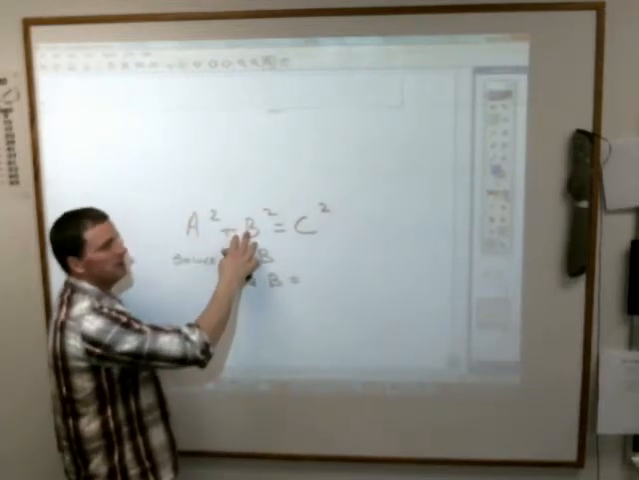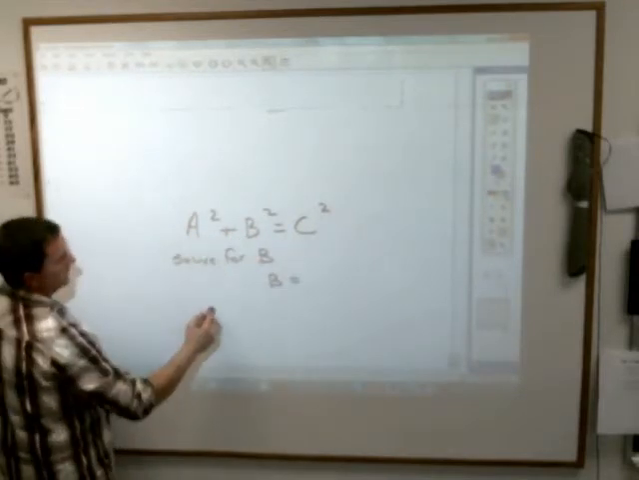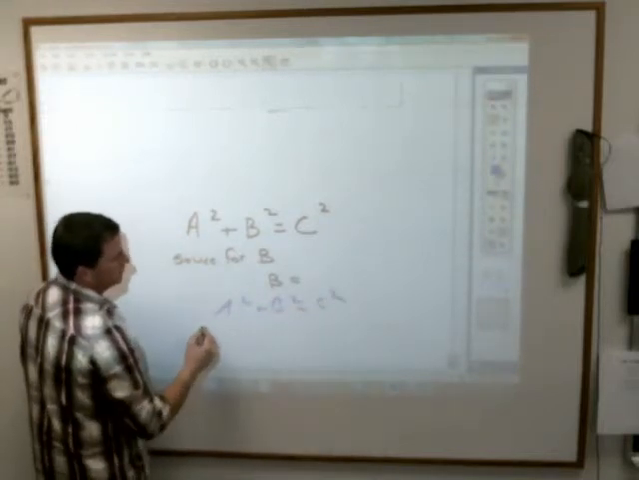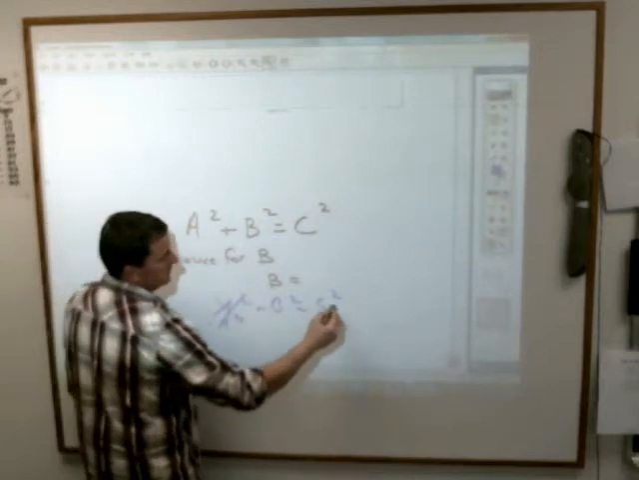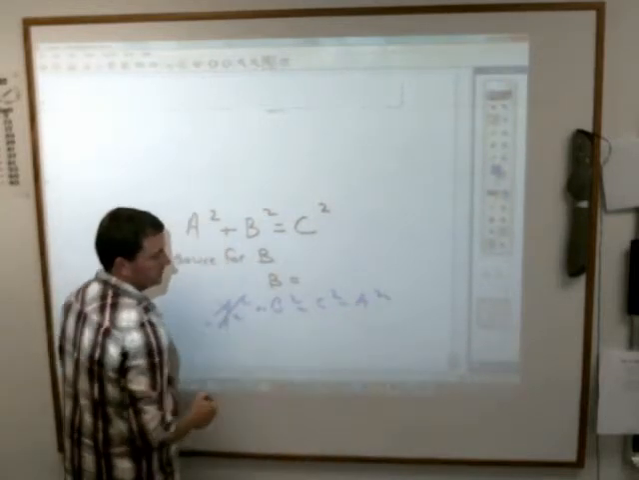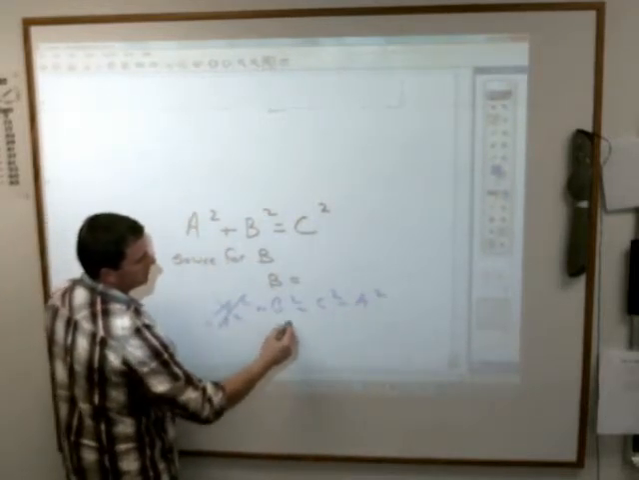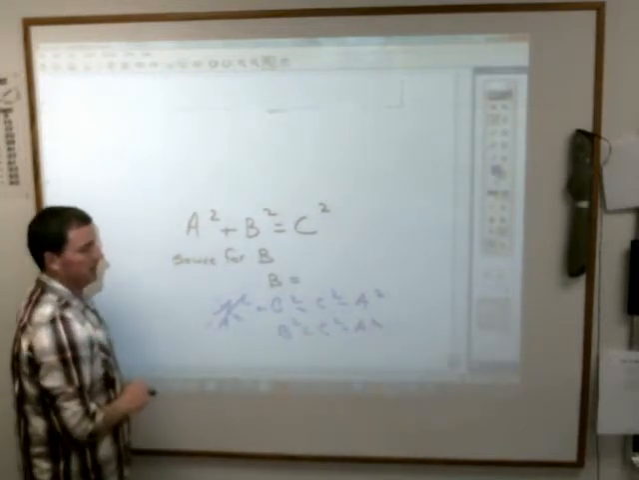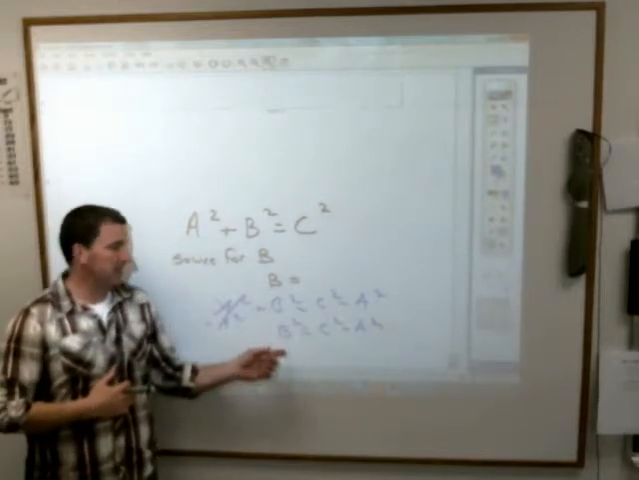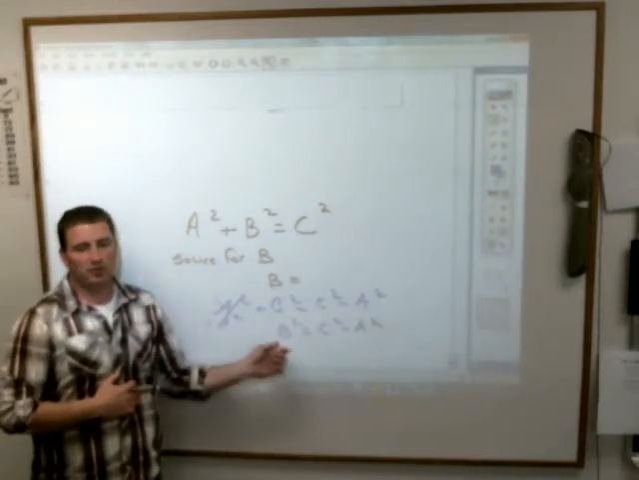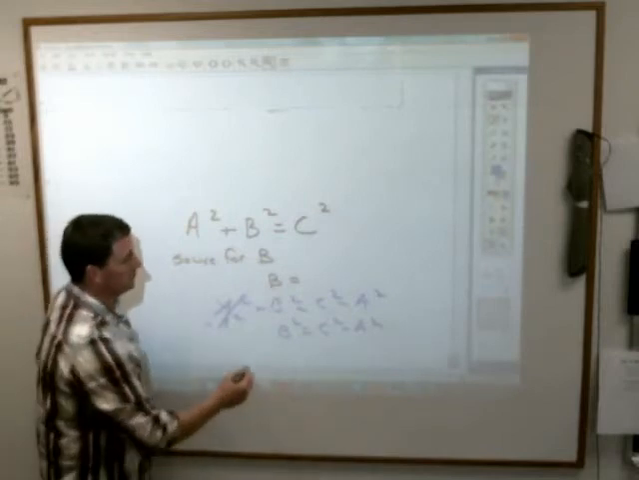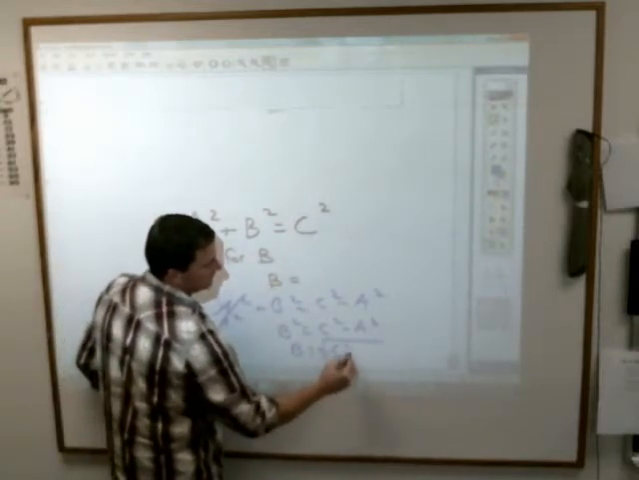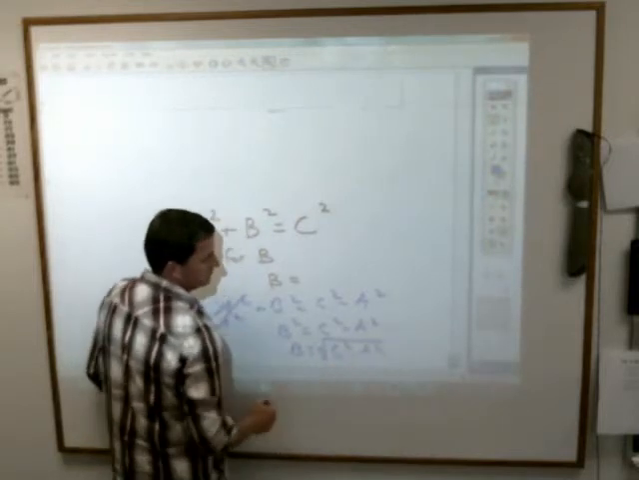This is addition. So your first step should have been to subtract A squared, which means you end up with minus A squared over here. So now I have B squared equals C squared minus A squared. If I have B squared equaling something, what does B equal? It's the square root. So B would equal the square root of C squared minus A squared.